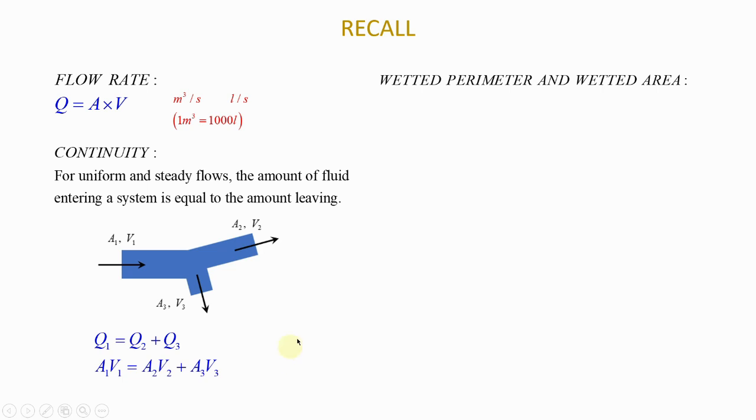The next thing I am going to talk about is the wetted perimeter and the wetted area. So what do we mean by the wetted perimeter? This is the perimeter that gets wet by the water as it flows through the pipe. The wetted area is the area that gets wet by the water as the water is flowing through the pipe.